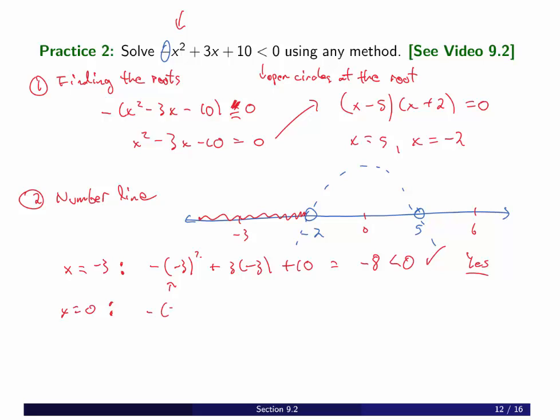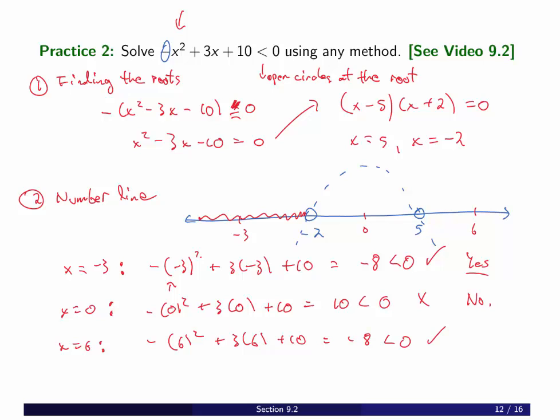Okay, so for x equals 0, you're going to have -0 squared plus 3 times 0 plus 10, which equals 10. Is that less than 0? Nope. And then x equals 6. I'm assuming this is going to satisfy it. So when you plug it in, you're going to get -36 plus 18 plus 10 gives you -8. Less than 0? Yes.